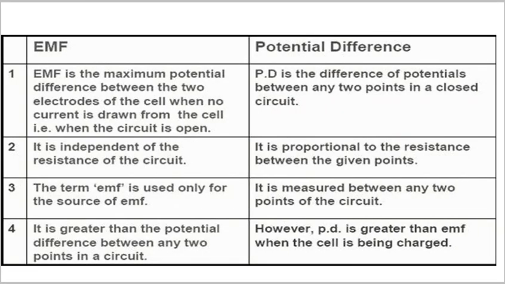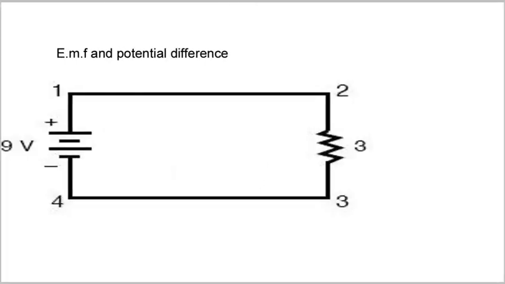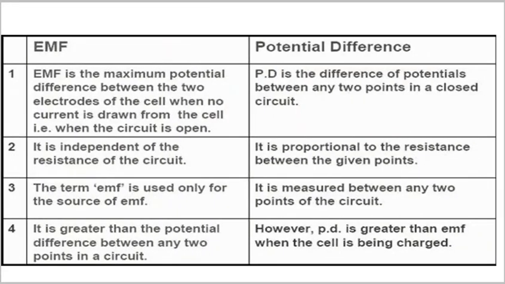Potential difference is the difference of potential between any 2 points in a closed circuit. Again I said the same, you have to connect at point 2 and 3 if you want to measure potential difference of this component, that is resistor. Next is, EMF is independent of the resistance of the circuit. Whether the circuit is closed or open, there will be no effect of the circuit's resistance on it. Potential difference is proportional to the resistance between the given points. Definitely V is equal to IR.